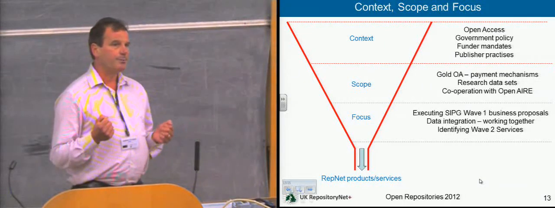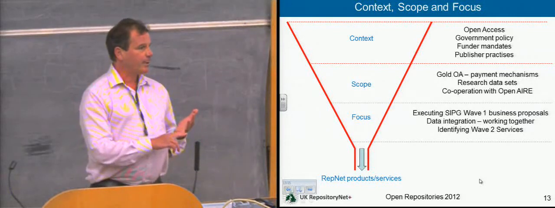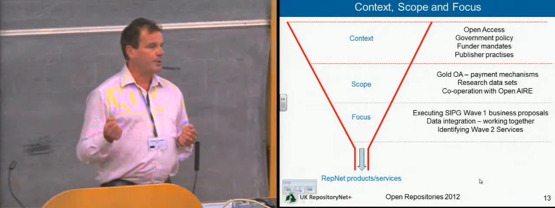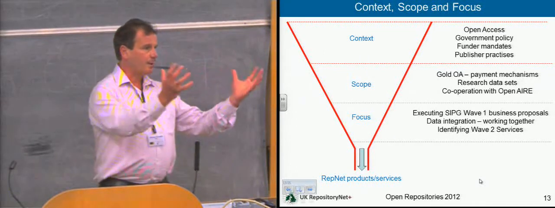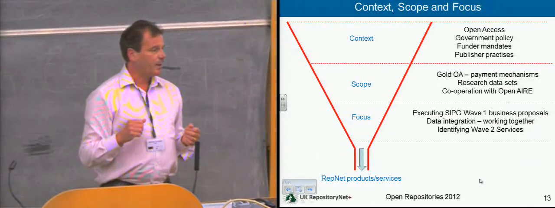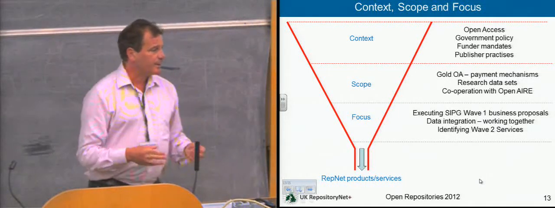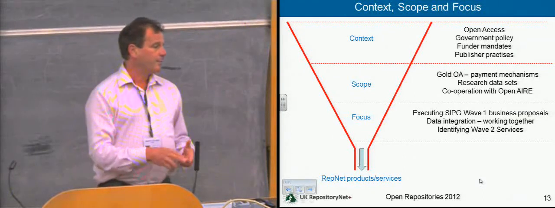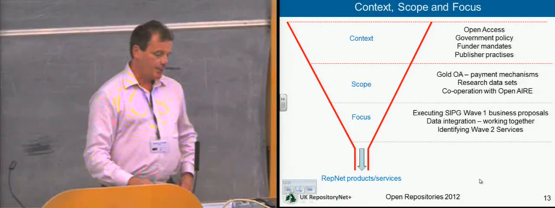In terms of the overall context and scope and focus, it's a good way of thinking about this. Context, we think of things like open access, government policy, funder mandates, publisher practices. This is all stuff that we can't control, but we need to be aware of it and keep a watching brief on a lot of that stuff. Then there's the scope, which is stuff that's happening around our project. To some extent, we can control it, we can influence it, but it is not part of our initial focus, which we defined back in August. And that's things like gold open access payment mechanisms, integration with research data sets, and cooperation with Open Air. But our main focus at the moment, as I say, is integrating the existing services.